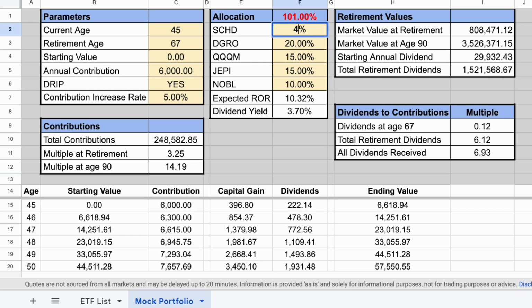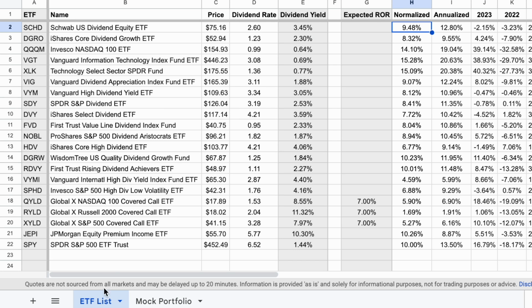You'll also notice that this spreadsheet, opposed to the original, now includes 2 tabs. We have the mock portfolio tab that I am in right now, and we also have the ETF List tab. The ETFs that you can test in this spreadsheet are all listed on the ETF List tab, and you can see I populated it with 21 popular dividend ETFs and a few technology ETFs as well, to test how a little more growth can boost your portfolio value in the long run.